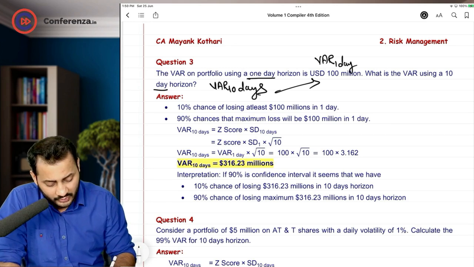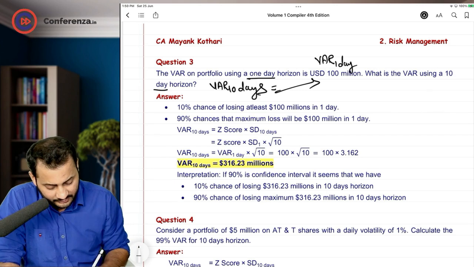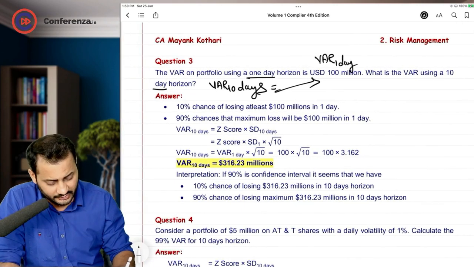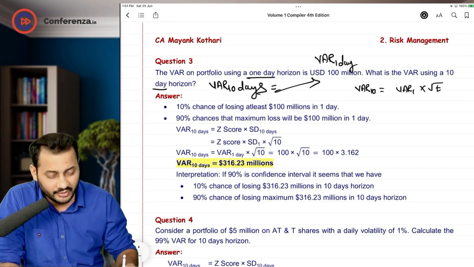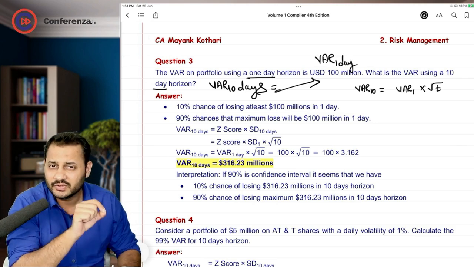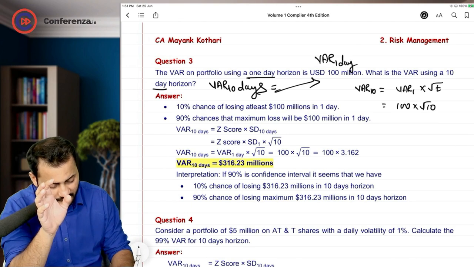So how to calculate VAR for 10 days using VAR for 1 day? The formula is very simple, sir. Instead of all this, what you can do is simply write down like this: VAR for 10 days is equal to VAR for 1 day into under root T. You can convert 1 day VAR into 10 days VAR by multiplying it with the square root of 10. So 100 multiplied by square root of 10.